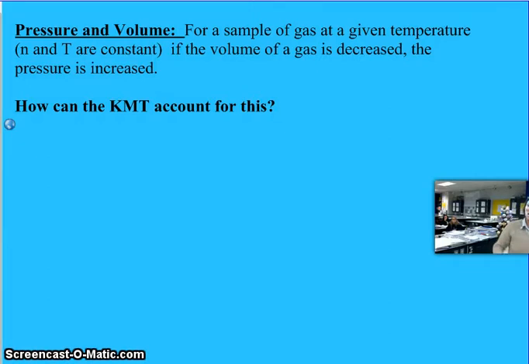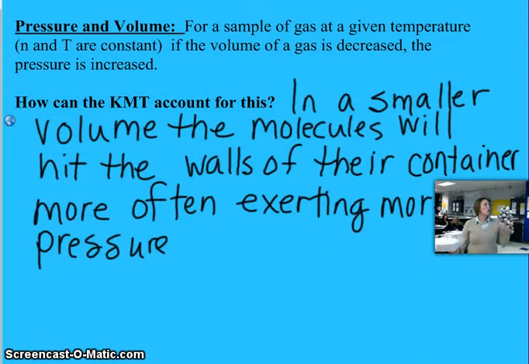Since they will hit the walls of their container more frequently, they will exert more pressure. Let me write that down and then we'll come back. The KMT is able to account for this because in a smaller volume, the molecules will hit the walls of their container more often, exerting more pressure. So given the same temperature, the smaller the volume, the greater the pressure. You squeeze those molecules into a smaller space, and that makes completely logical sense.